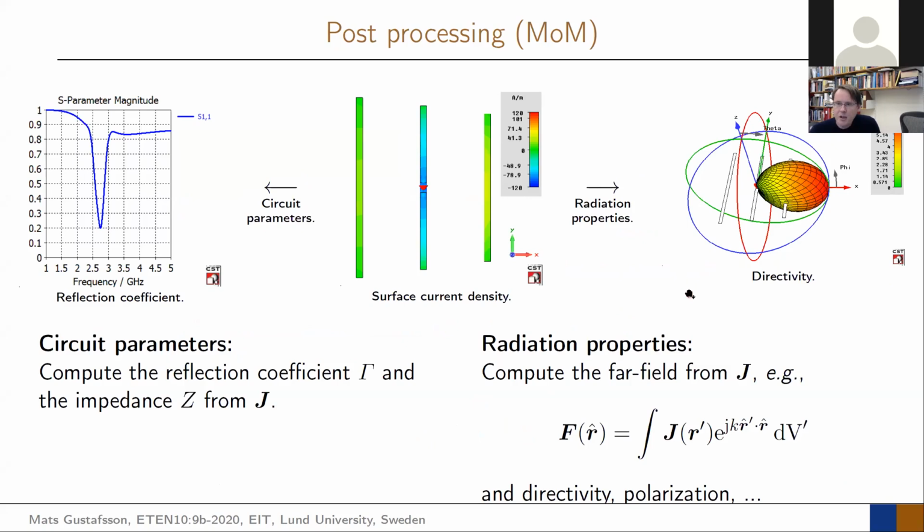And you can get out the current. And then when you have the current given, you can determine circuit parameters, because if you know the current, you know the voltage, you can take the quotient, you get the input impedance. If you have the input impedance, you can determine the S parameters or reflection coefficients. If you have the current given, you can take the Fourier transform of it, and you can compute the radiation properties. And this is the part that we've been doing in the course.